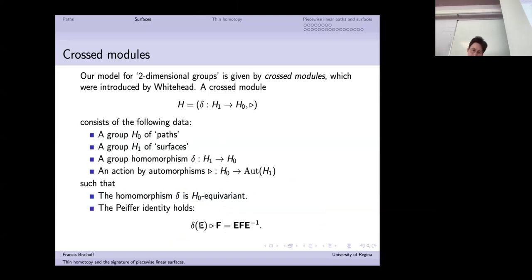So I have two surfaces, E and F, and there's two things I can do. On the one hand, I can take my surface E, take its boundary path, and then act on F with it. Or I can conjugate F by the surface E, and the Pfeiffer identity says that they should be the same. So this identity is very closely related to the interchange law in two categories. It's essentially the way that the interchange law is manifested in crossed modules.